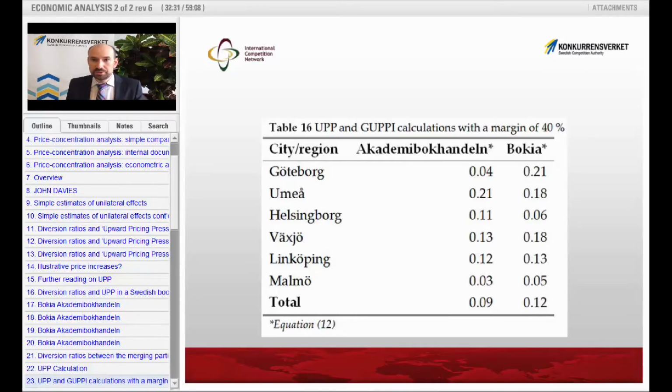We examined whether the parties would have an incentive to switch from national pricing to local pricing after the merger by examining what the pricing structure would look like with local pricing after the merger and compared it with the case for national pricing. The increase in profits from switching to local pricing was small. Given the aspects mentioned above and a lot of other aspects in the case, we decided to allow the merger between Akademibokhandeln and Bokia to take place without any remedies.